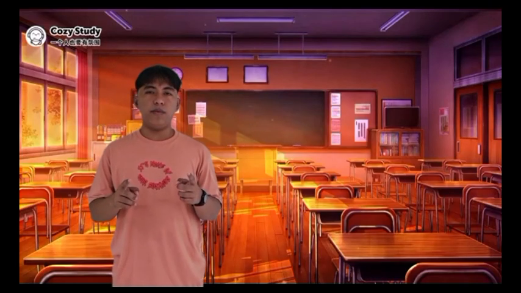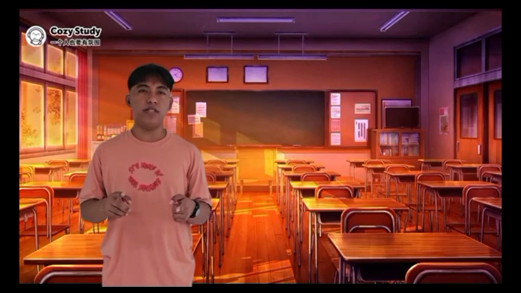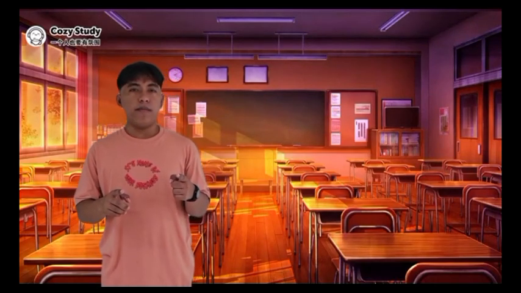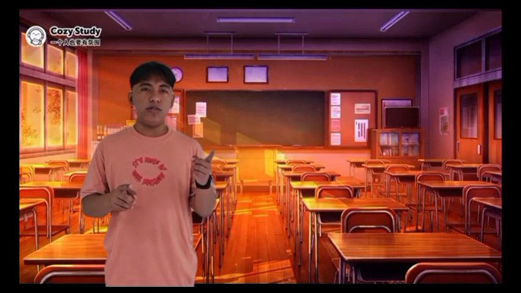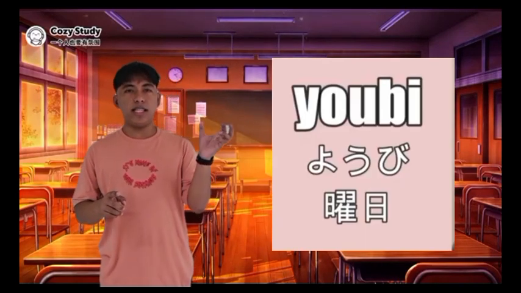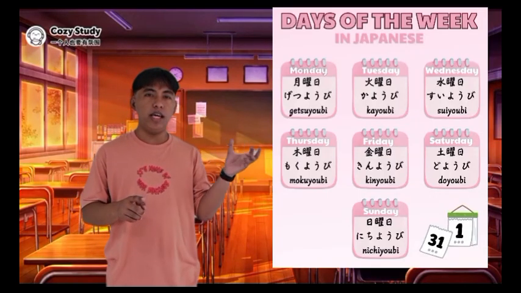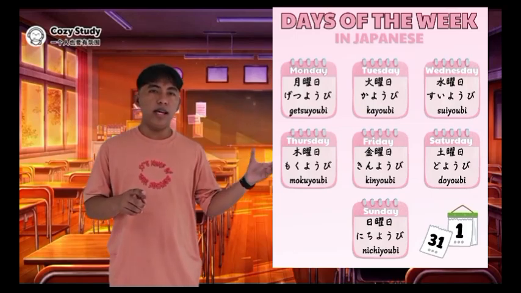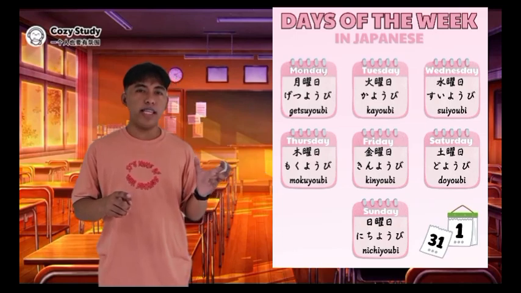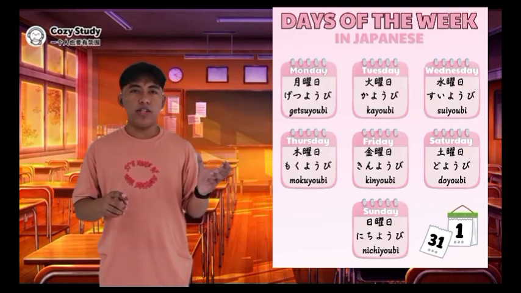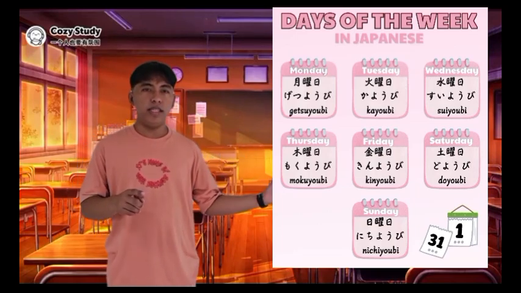First thing, we'll talk about the days of the week: Monday, Tuesday, Wednesday, Thursday, Friday, Saturday, and Sunday. Monday is Getsuyobi. You just add yobi on the last. So, for example, Monday is Getsuyobi. Tuesday is Kayobi. Wednesday is Suiyobi. Thursday is Mokuyobi. Friday is Kinyobi. Saturday is Doyobi. And Sunday is Nichiyobi.